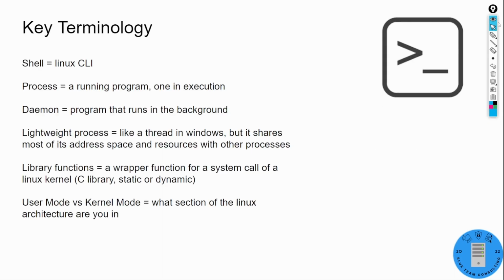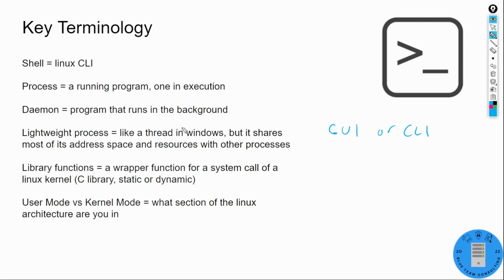So, key terminology here. We have a shell that is the Linux command line interface. There's 2 main ways to operate with the Linux operating system, as we've discussed. That would be the GUI or the CLI, front end or back end. In Linux, the back end CLI is called the shell. In Windows, we kind of refer to it as command prompt or PowerShell. A process is a running program, so it's a program that's in execution. A daemon, kind of important to know for Linux, is just a program that's going to run in the background for its execution.